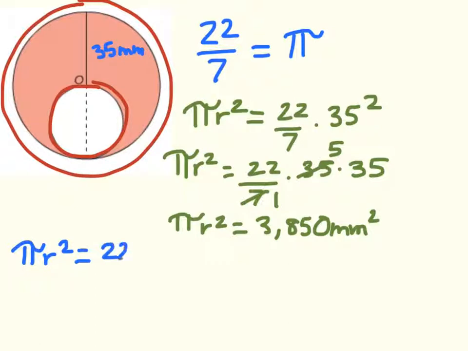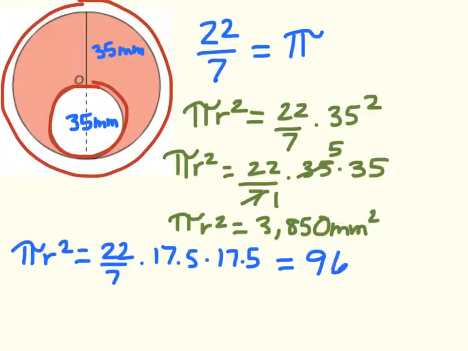So pi is 22/7. The radius of that hole is half the diameter, right? The diameter is the radius of the larger circle, so the diameter here is 35 millimeters. So we want 1/2 of 35 millimeters, or 17.5 squared. All right, so now I have 22/7 times 17.5 times 17.5. I guarantee you I'm going to use my calculator to figure that out, and the answer is 962.5 millimeters squared.